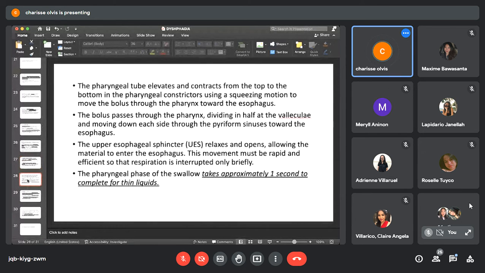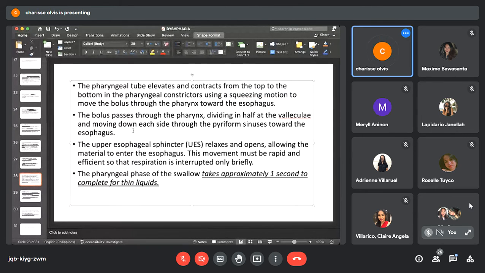In the pharyngeal phase, we could expect the pharyngeal tube to elevate and contract from the top to the bottom in the pharyngeal constrictors using a squeezing motion. We call this squeezing motion to move the bolus through the pharynx towards the esophagus. That is how the bolus is transported to the esophagus. There is a squeezing motion of the pharyngeal constrictors.